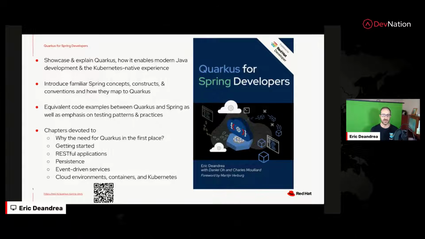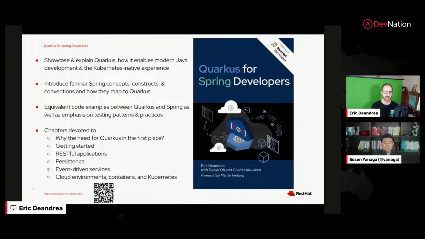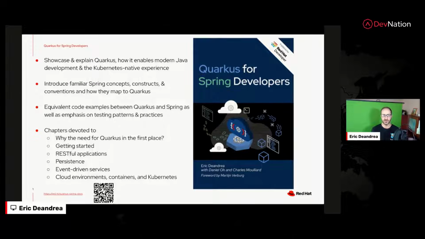And then from there, we take it into, okay, REST is pretty common out there. There's a lot of RESTful applications. So looking at Spring MVC, Spring WebFlux, and how does that translate into something in Quarkus? And then extending that, we use the same example that we started building at the beginning, and each chapter adds onto it.